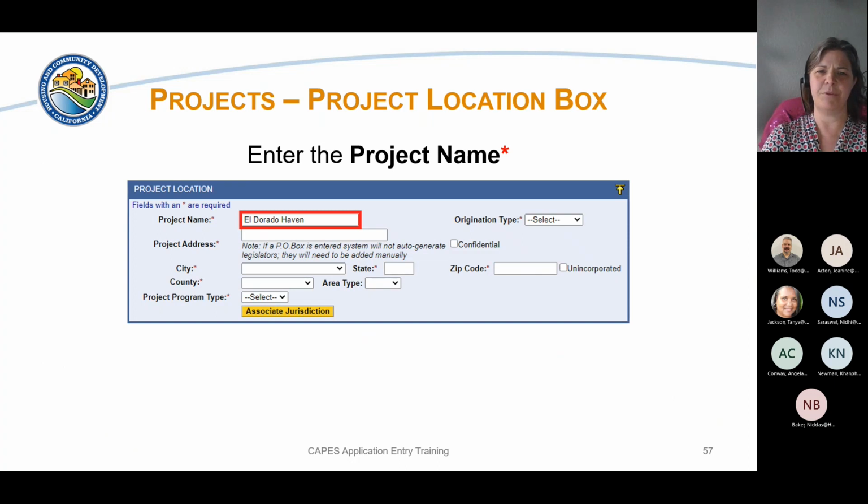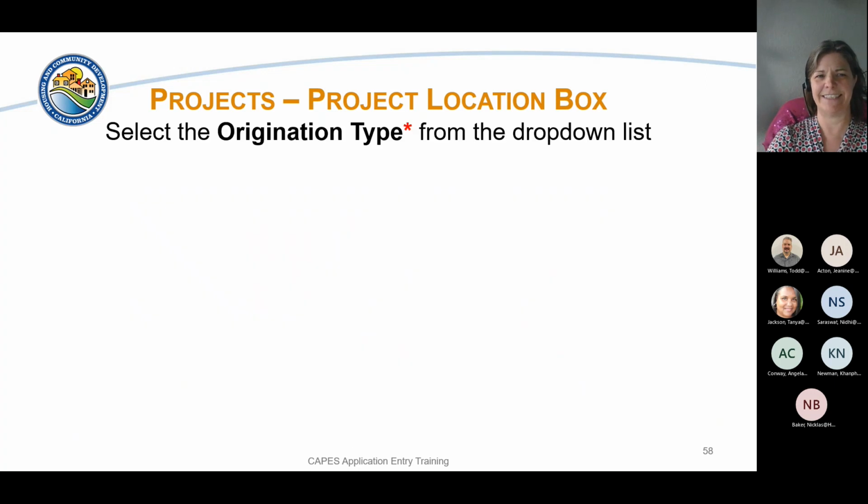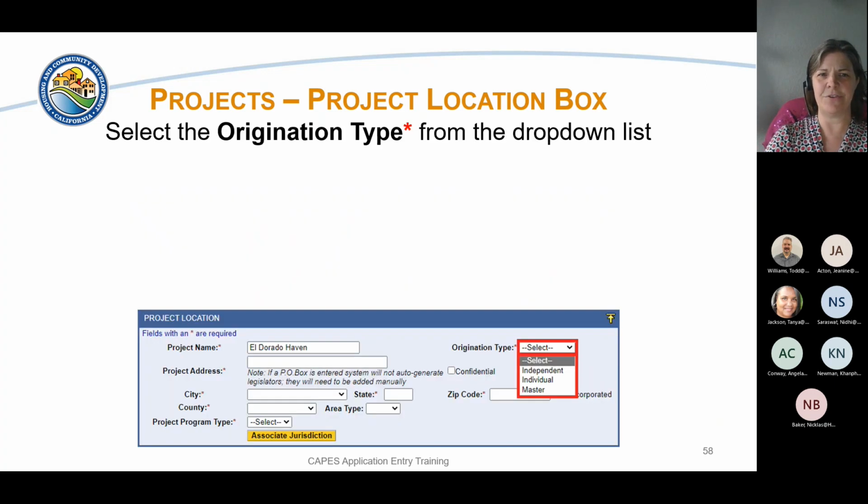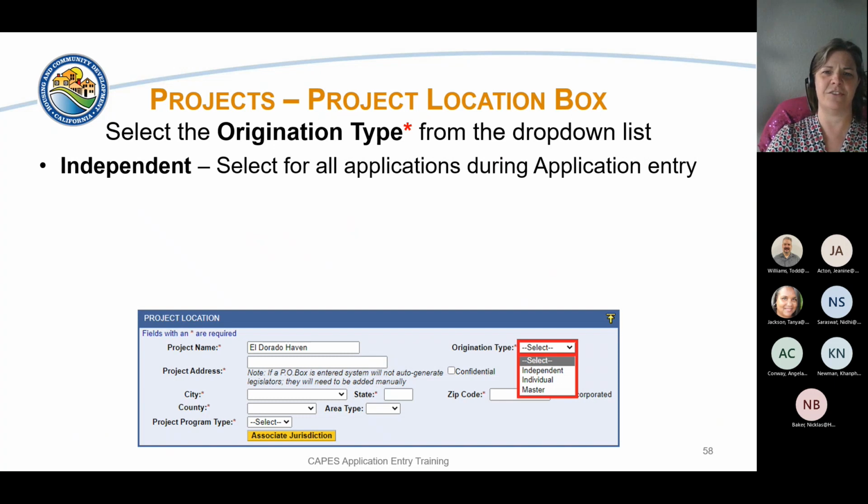So starting at the top, we have a required field, and that is the project name. Please make sure that we are not using all caps, proper capitalization only here. If you're using tab and shift tab to move through, you'll notice that the next place you jump to is origination type. This is a drop-down list. You do have all 3 as options, but please just select independent at this stage of application entry.